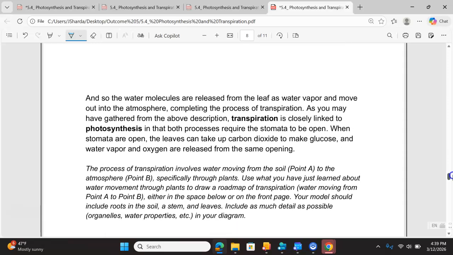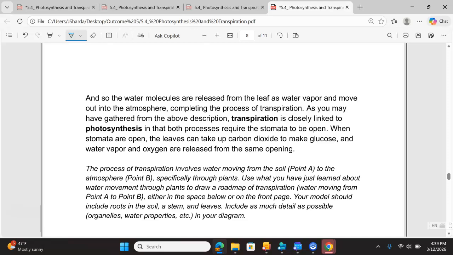but I want to finish this story here of how it leaves. And so the water molecules are released from the leaf as water vapor and move out into the atmosphere, completing the process of transpiration. As you may have gathered from the above description, transpiration is closely linked to photosynthesis in that both processes require the stomata to be open.